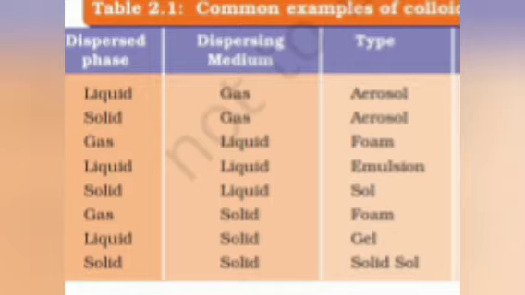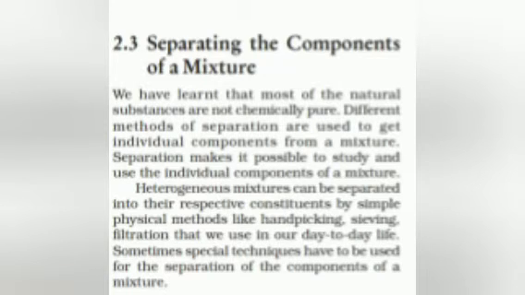Dispersed phase is liquid, dispersing phase is also liquid, that is emulsion. For example is milk. Solid and liquid अगर हो तो we call it sol. Gas is a dispersed phase and solid is a dispersing medium, it is again a foam. Liquid solid हो तो it is gel. Solid solid is solid sol. Now let's move to the next page.